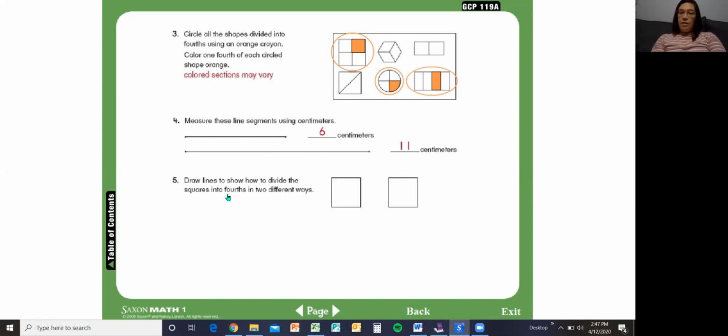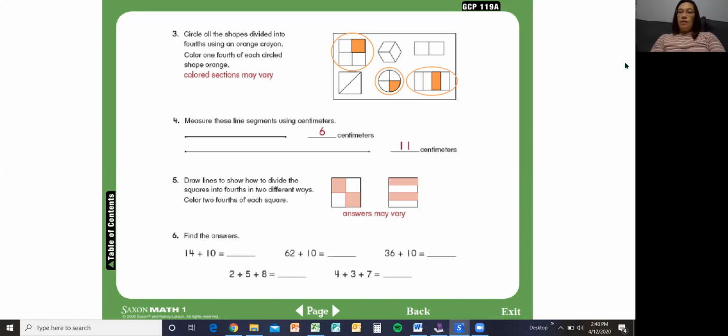Next one says, draw lines to show how to divide the squares into 2 different ways. So here they're going to do left to right, top to bottom. And on the second one, they're just doing 3 lines, so it looks like 4 bars in a row. Another way you could do it is corner to corner, right? Corner to corner. Okay, it says color 2/4 of each square. That means you're going to color 2 pieces of these squares and 2 pieces of those squares. You could have colored 2 right beside each other. That would be okay too. But you would color 2 parts of each square, 2/4.